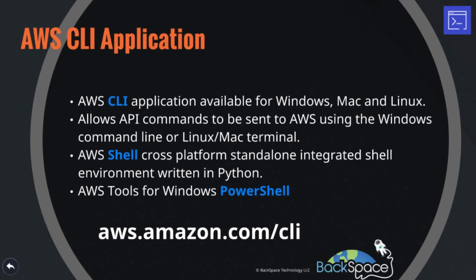And finally, we've also got the AWS tools for Windows PowerShell. So you can run CLI commands within Windows PowerShell and at the same time use all of those automation tools that are available within PowerShell. Now, if you want to have a look at all of those CLI tools that are available, just go to the AWS website, aws.amazon.com/CLI.